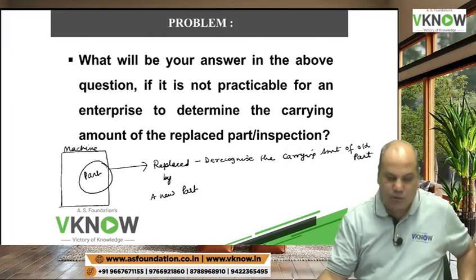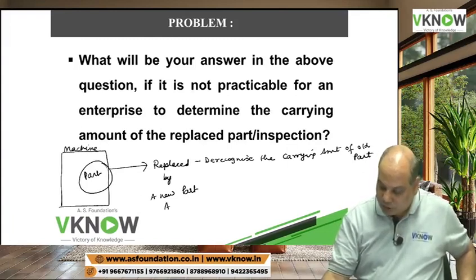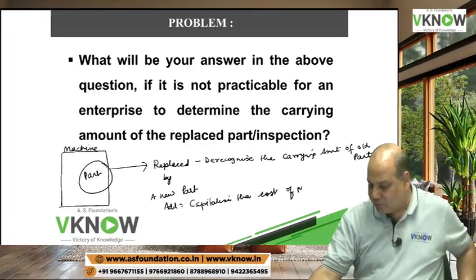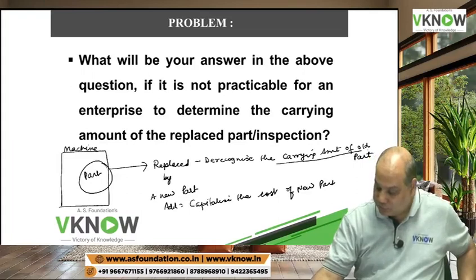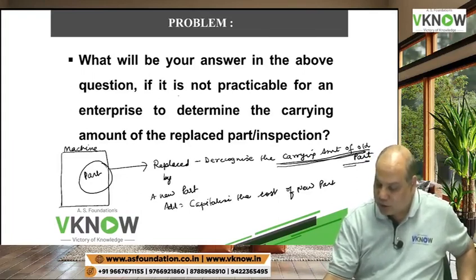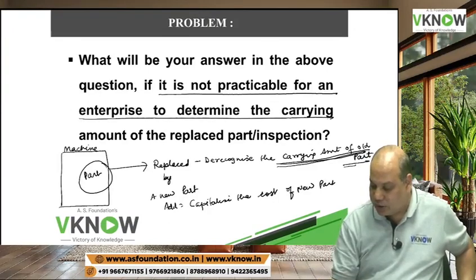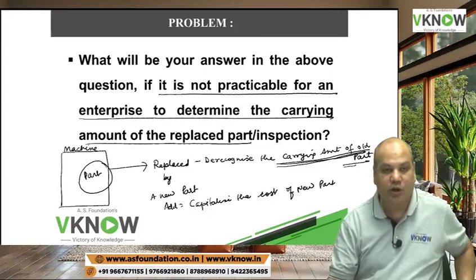De-recognize the carrying amount of the old part and capitalize the cost of the new part. This is what you have to know. But the question is, how do I calculate the carrying amount of the old part if it is not practicable for an enterprise to determine the carrying amount of the replaced part?